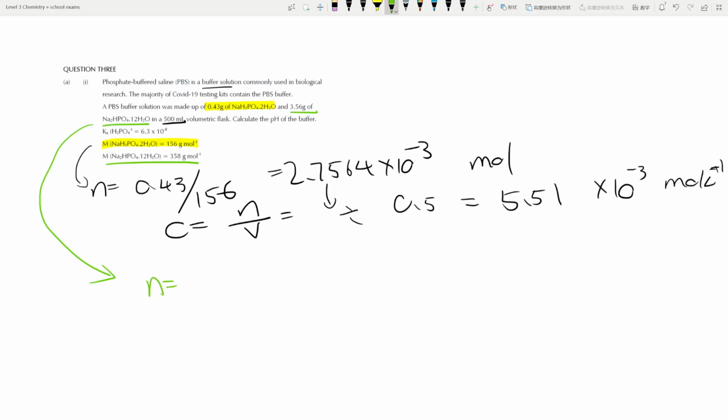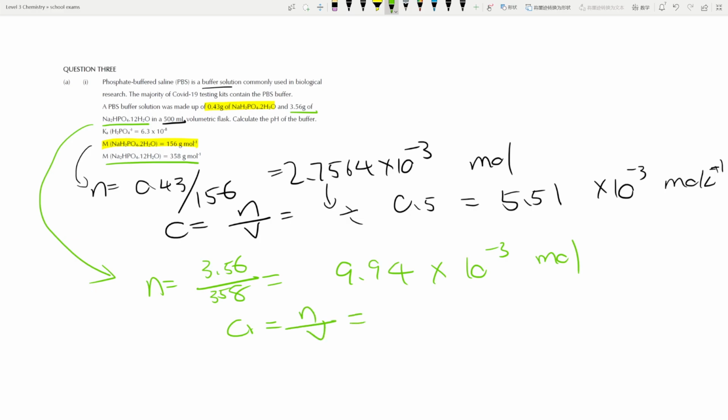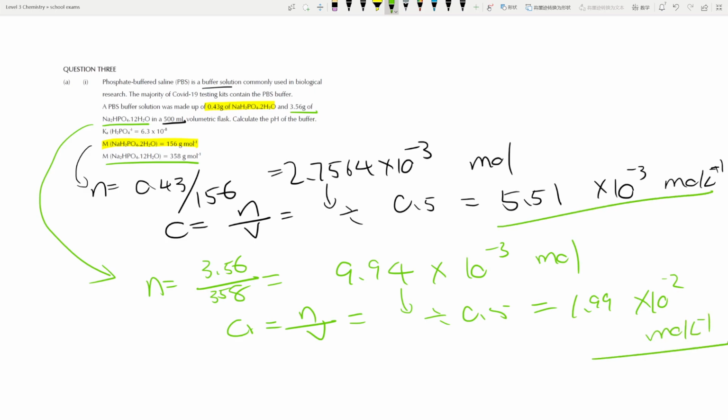So this mole is going to be 3.56 divided by 358, which is going to be 9.94 times 10 to the power negative 3 mole. Again, you got the mole. You can figure out the concentration. Again, divide by the same number, 0.5 liters, which is 1.99 times 10 to the power of negative 2 moles per liter. Okay, so you got the concentration for both of them.